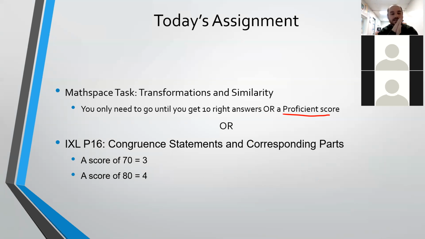If you do the IXL, it is P16, which is congruent statements and corresponding parts. A score of 70 will get you a 3, and a score of 80 will get you a 4. So that's all I've got for today. If you've got questions or if you need some of the notes, please stick around.